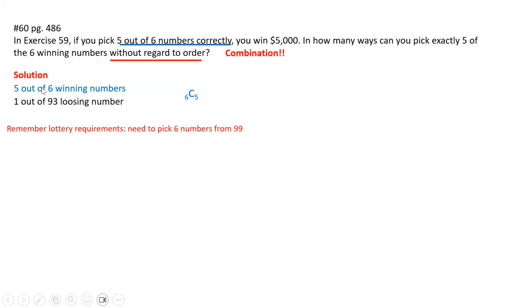So this is the one that is a losing number. 1 out of 93 are losing numbers, because 5 out of 6 are winning numbers and 1 out of 93 are losing numbers. So this will give us 93 combination 1. You notice the 6 and 93 total 99, and 1 plus 5 is 6. This will be all the lotto numbers that you choose from. You do 6 combination 5, which gives us 6. 93 combination 1 gives us 93. Multiply them out, and you got your answer, 558.